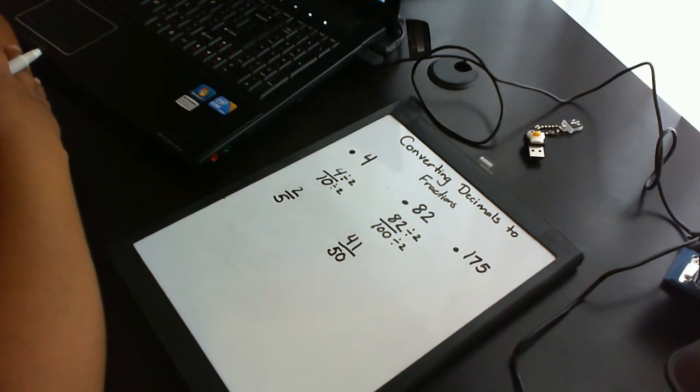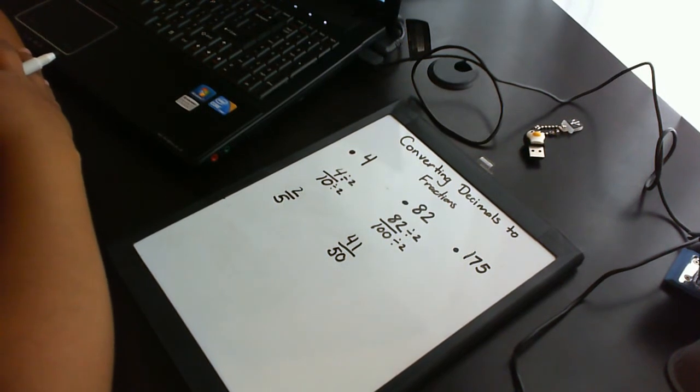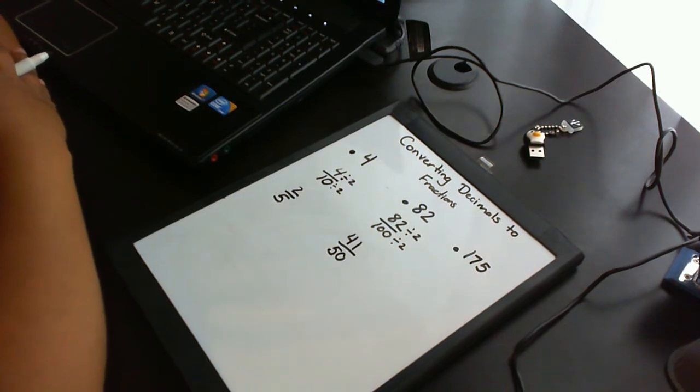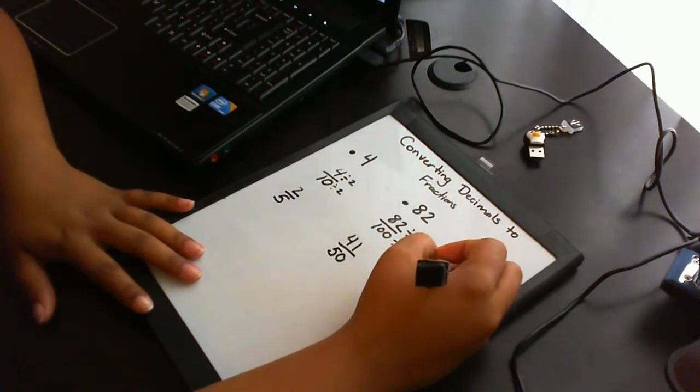Now, I have to check just in case. 10 doesn't work, 5 won't work, 2 won't work because of the 1. So now I have to use my common knowledge of multiplication to say, are there any 2 numbers, whole numbers, that can be multiplied together to get me 41? And the answer is no. So we know that this is in simplest form. So now we're ready for this one.